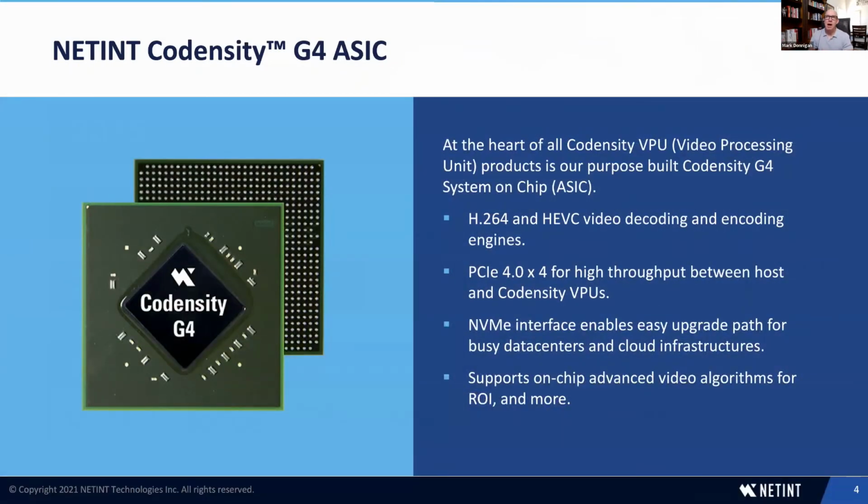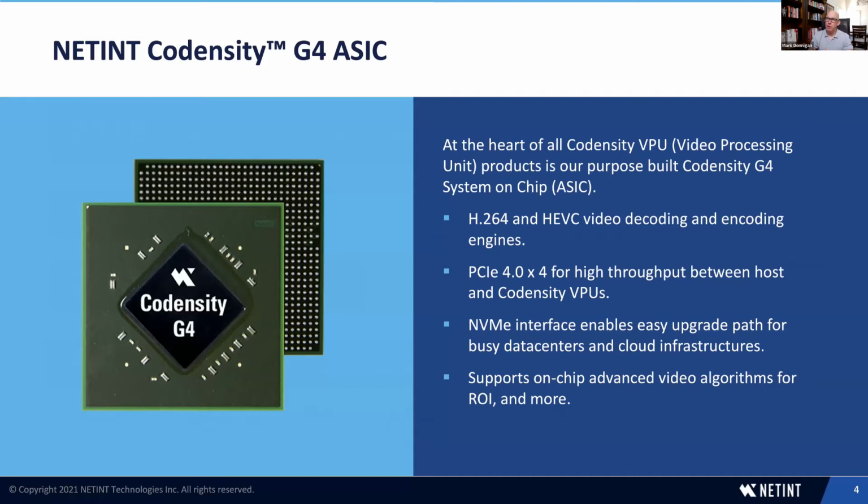So let's talk about our first ASIC. And this is the G4, the Codensity G4. This is at the heart of all of our VPU solutions. We actually are not in the chip business, so you are not able to buy the G4 and build that into your own solutions. Our business is not selling to OEMs or to system integrators. We take this ASIC and we build that into our solutions. And in the next two slides, I'll show you what those are.